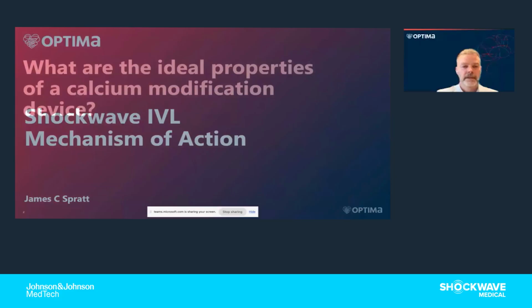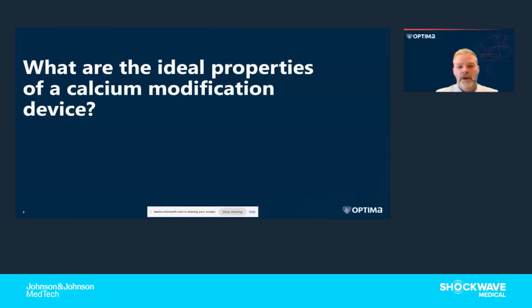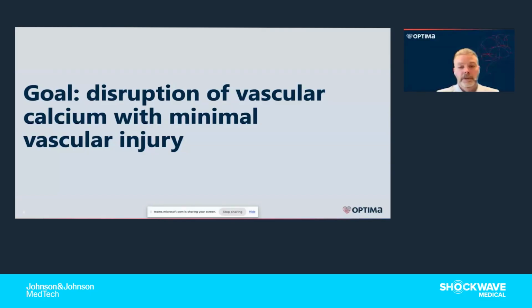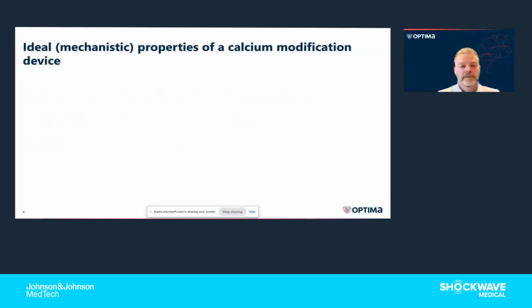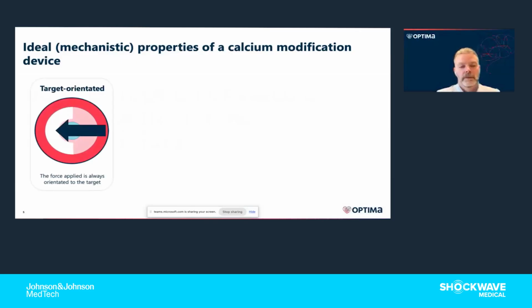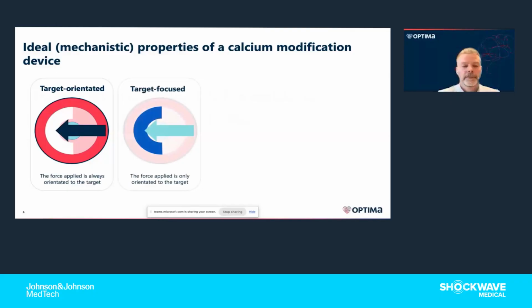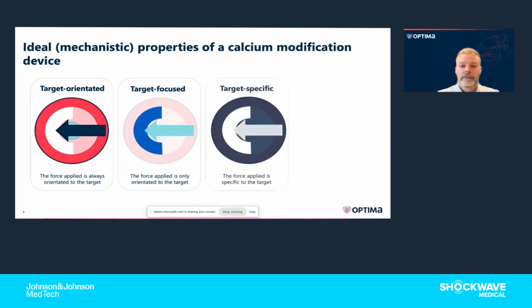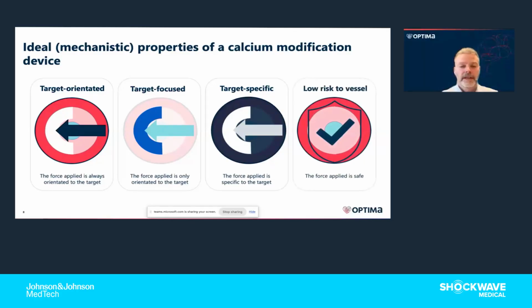to your clinical practice. So let's ask ourselves, what are the ideal properties of a calcium modification device? Remember that we want to disrupt vascular calcium, but we don't want to injure the vessel. So we're going to look at that. We want the device to be target oriented. In other words, the force is always oriented towards the target. So in contrast to balloon angioplasty, we want it to be focused on the target and only focused on the target. We want it therefore to be target specific. And we want the risk to the vessel to be low, that the force applied is safe.